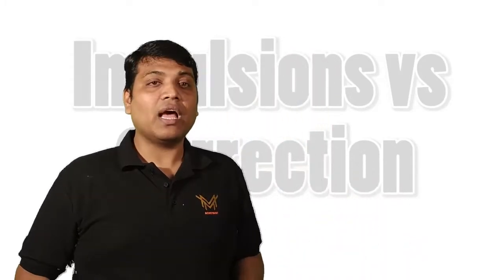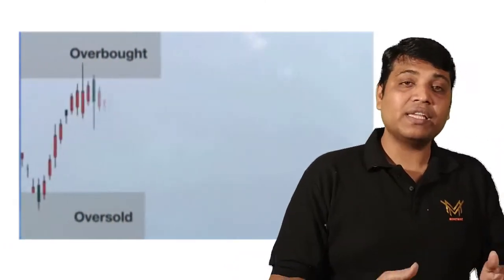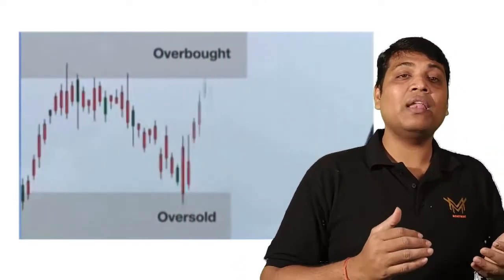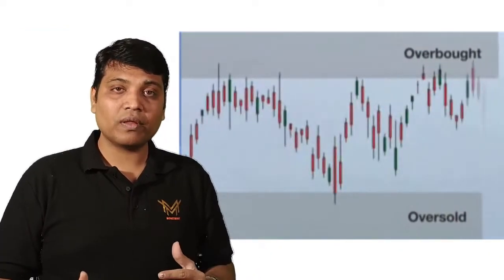Impulsion and correction at Arthagam and Monument, we explain it very clearly. The next indicators are overbought and oversold indicators. There are various tools which suggest the market at this level is overbought. Market at this level is oversold.